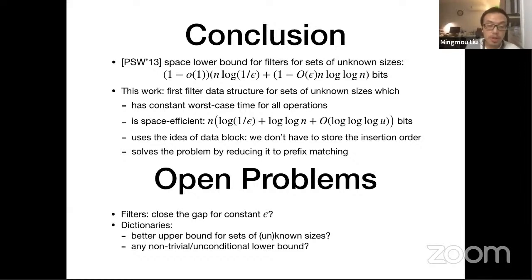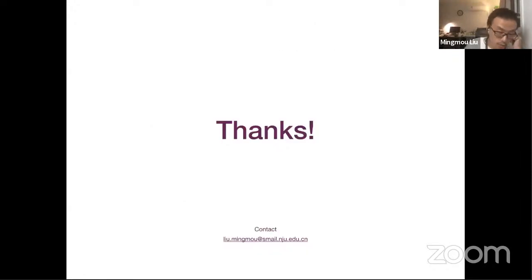There are some interesting open problems. It is easy to see that our data structure is not space efficient if epsilon is constant. So can we close the gap in this regime? To the best of our knowledge, there is no lower bound for the dictionary problem for now. So it is interesting to close the gap for dictionary too. That's all. Thanks for your attention.